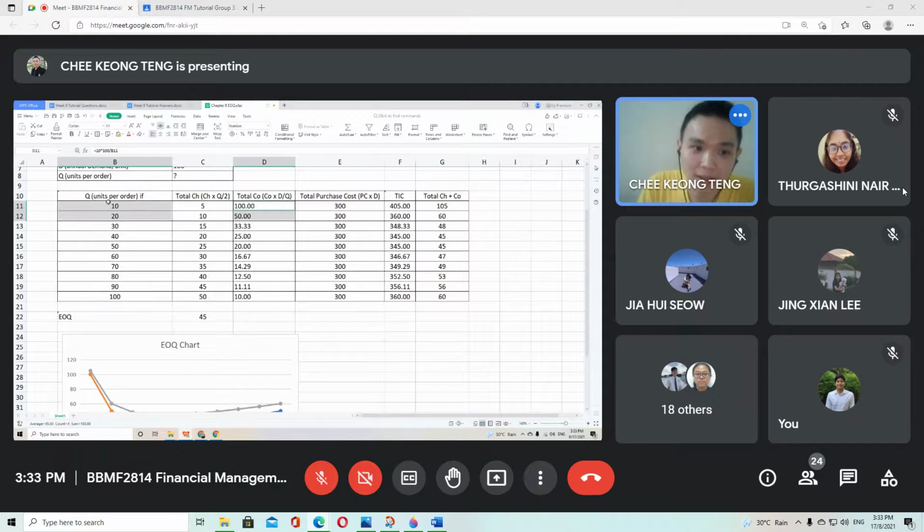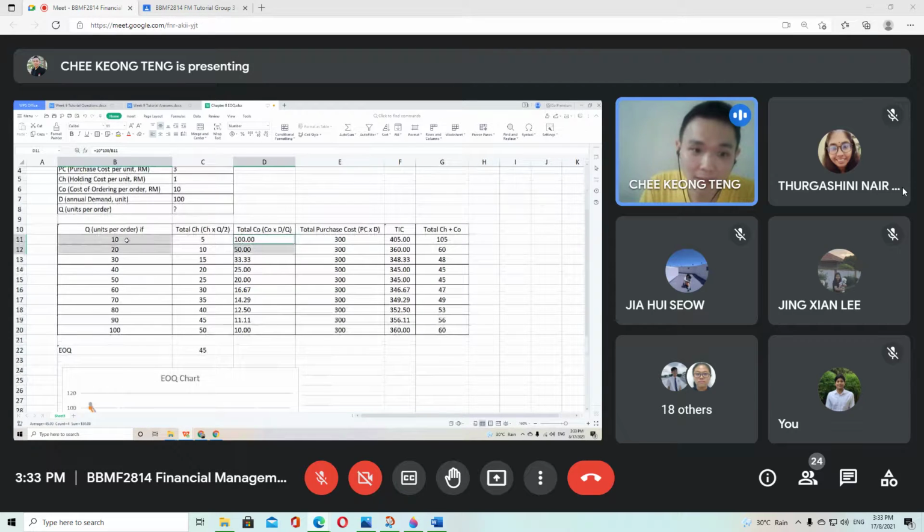You can see from here, if you increase the units per order from 10 to 20, the cost will reduce by 50 ringgit. Because if you order only 10 units per order, in 1 year you order 10 times, you pay 100. But if you order 20 units, in 1 year you only order 5 times, you pay only 50. You save a lot of money at the beginning. But another increment, also increasing another 10 units, can you still save 50 ringgit like just now? You can't. The money you save will get smaller and smaller.